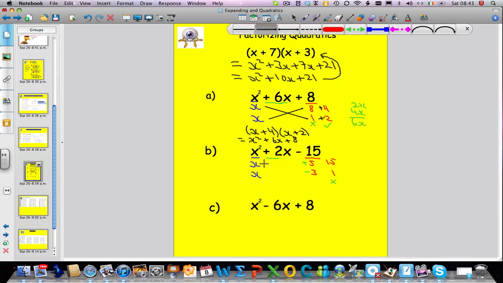Now, I'm going to draw my arrows again, like so. And again, just on the side here, let's just show you what we're doing. X times minus 3 is minus 3x. And then x times 5 is 5x. When I add them, minus 3x plus 5x gives me 2x. And that's exactly what we have in the middle. That's what we want. So my factors now, we read off this way, are x plus 5 and x minus 3.